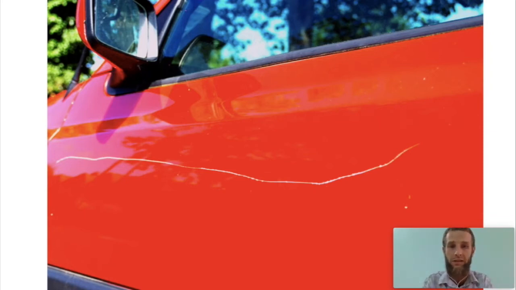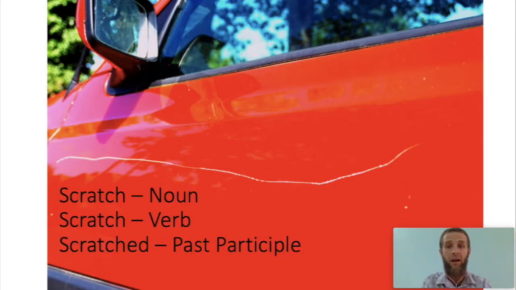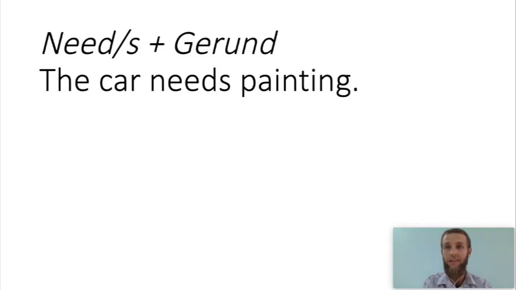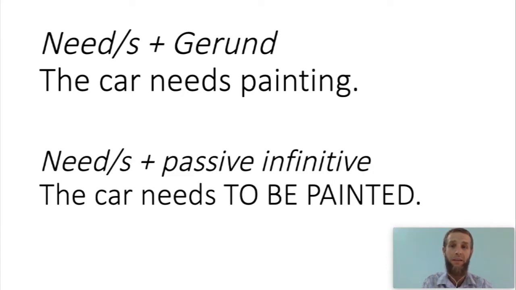We have a problem with this car. What is the problem? The problem is that the car has a scratch. The car has a scratch on it because someone scratched the car, and the car is scratched. So the solution for this problem is that the car needs painting. We're using need plus the gerund, or need plus the passive infinitive. So we have a car, the car has a scratch on it, and now the car needs painting. Or I could say the car needs to be painted.